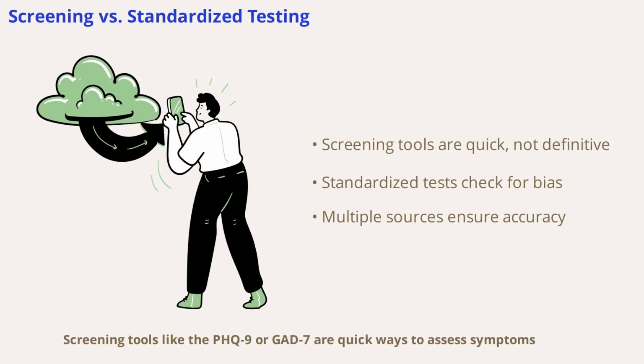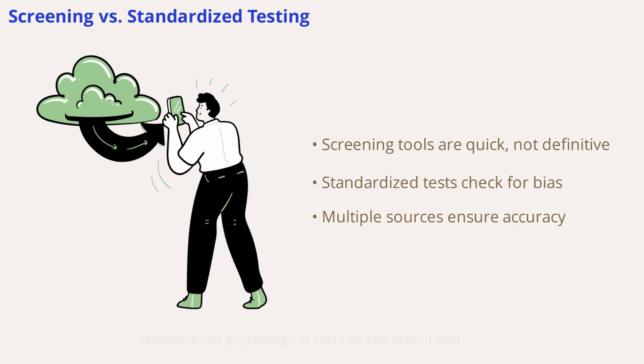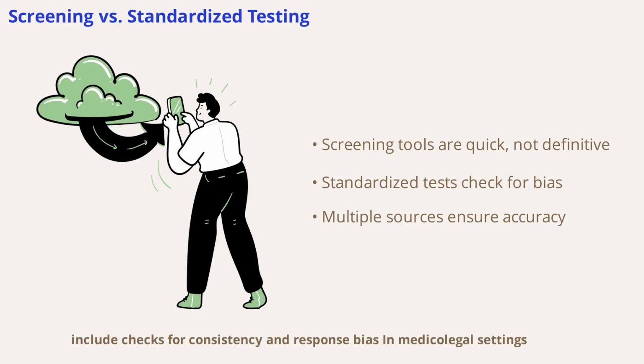Screening tools like the PHQ-9 or GAD-7 are quick ways to assess symptoms, but they lack validity scales and can be influenced by non-clinical factors. Standardized psychological tests, on the other hand, are normed against large populations and include checks for consistency and response bias. In medical settings, self-report measures must be supplemented by interviews, records, and objective testing to ensure accurate, defensible conclusions.